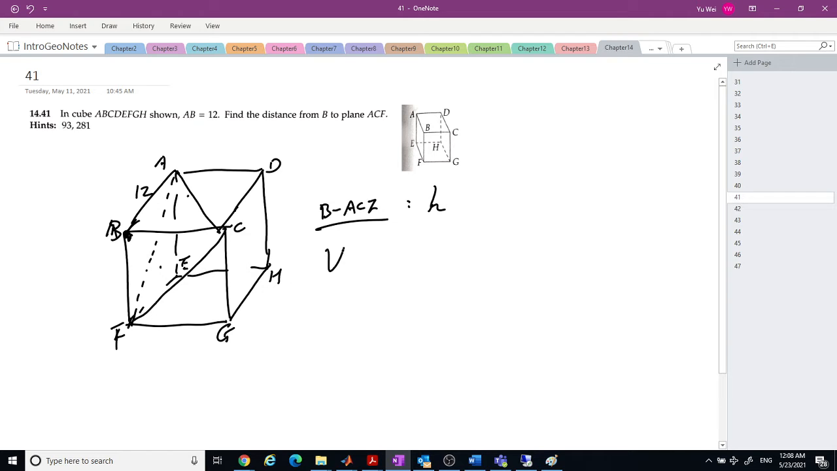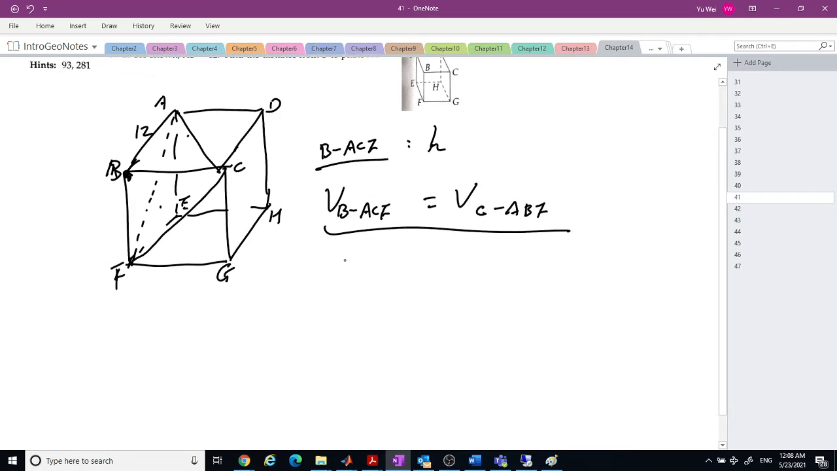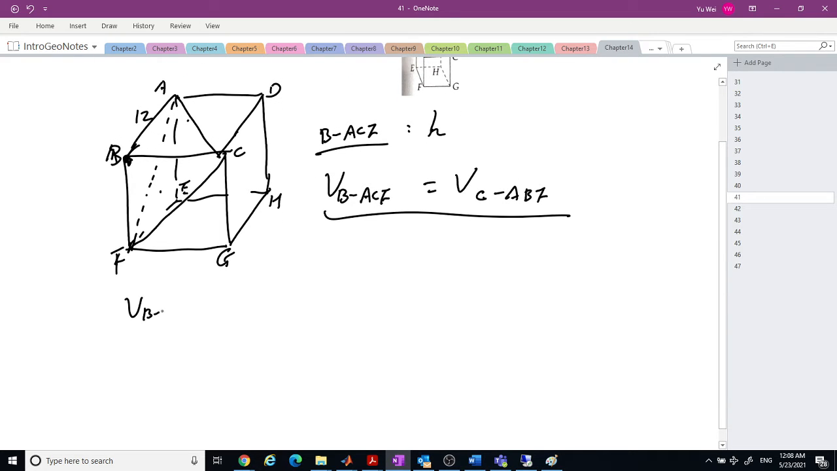Okay, so we can see the volume of the B to the ACF in one way is equal to the volume of the C to the ABF in the second way, right? So now let's solve the first way. The B to the ACF is equal to the 1 over 3 times the base. The base is root 3 over 4, right? The side length is the 12 square root of 2, squared, right? Then times the height of the H.